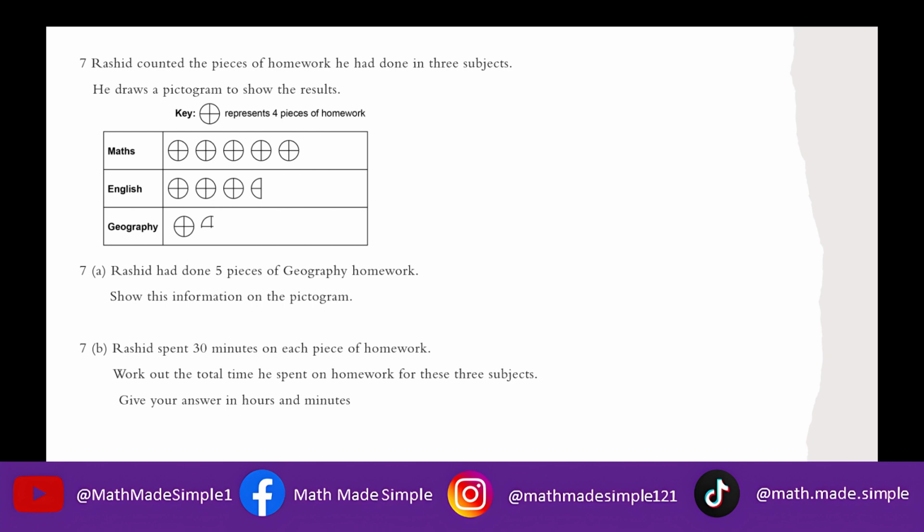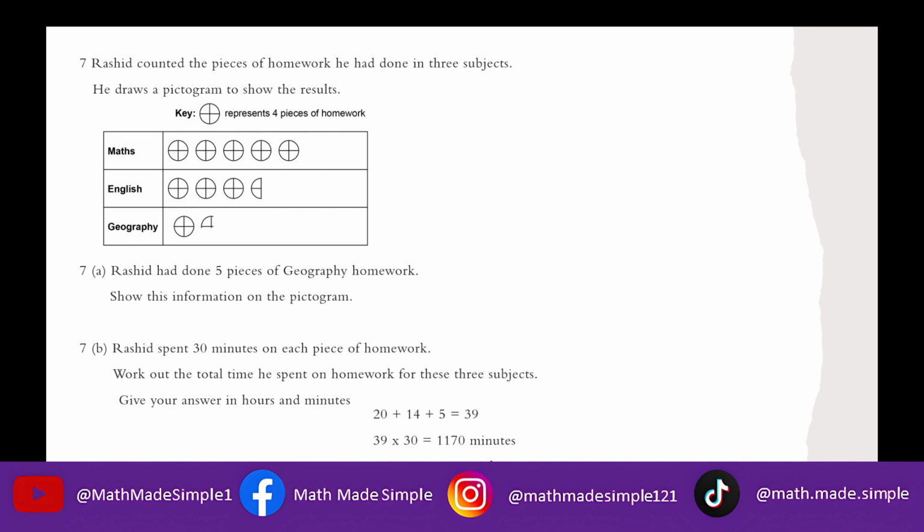Rashid spends 30 minutes on each piece of his homework. Work out the total time he spends on his homework for each of the subjects. So I find the total amount of homework, and then I multiply it by 30 to give me how many minutes that is. And then I convert that into hours and minutes, which is 19 hours and 30 minutes.